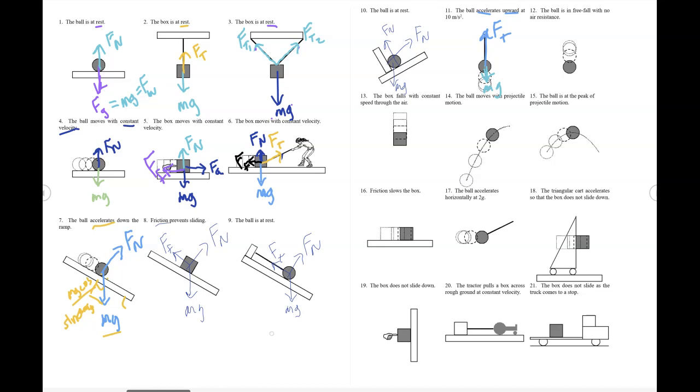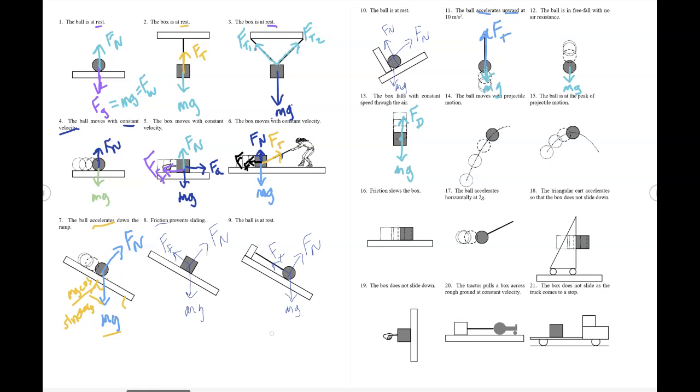The ball is in free fall with no air resistance. Whenever we're in free fall, the definition of free fall is the only force acting is gravity. The box falls with a constant speed through the air. Well, that's not free fall. mg. Constant speed means there has to be something opposing this. That opposing force is our drag force.